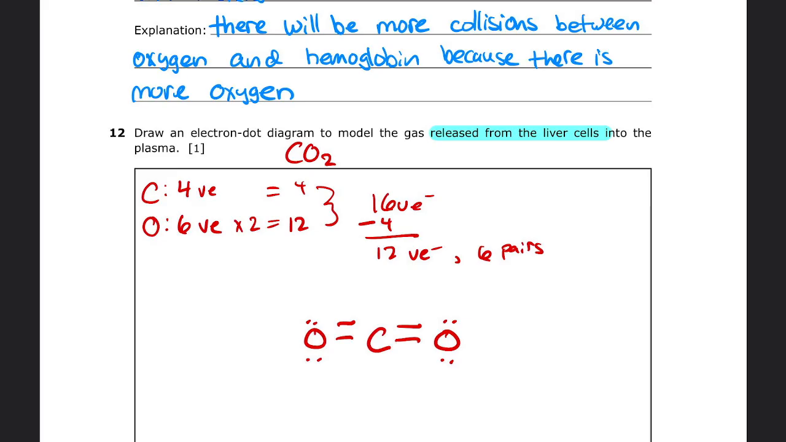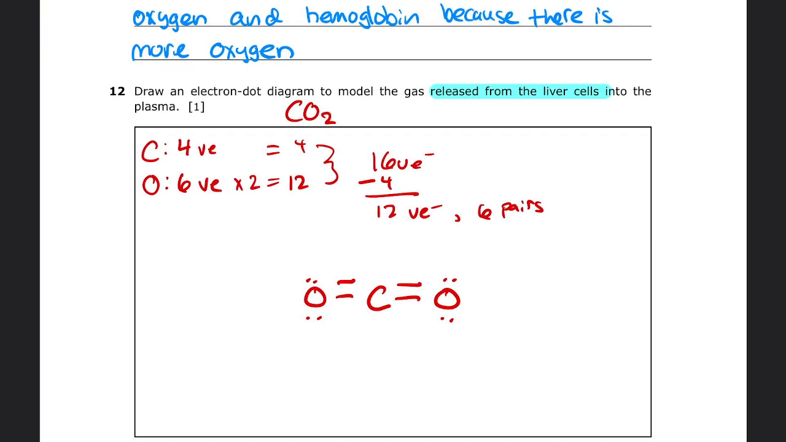So then if you do the check, 1, 2, 3, 4, 5, 6, 7, 8. 1, 2, 3, 4, 5, 6, 7, 8. So carbon's good. I'm sorry, each oxygen is good. And then for carbon, 1, 2, 3, 4, 5, 6, 7, 8. So that will be our Lewis structure.